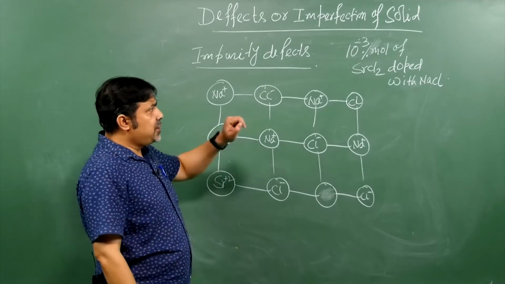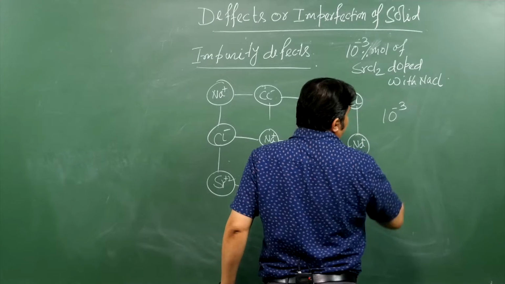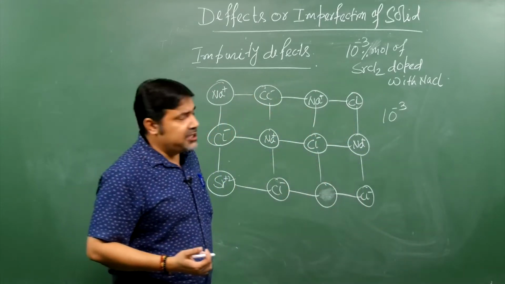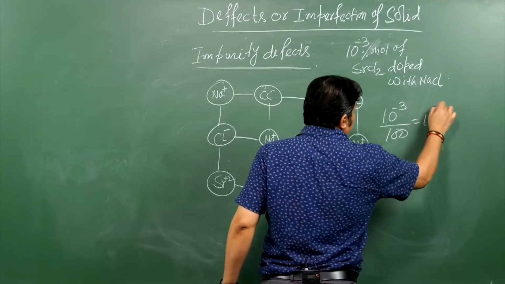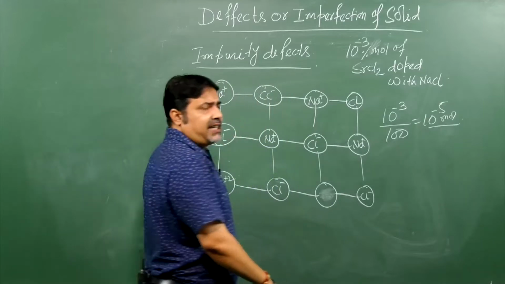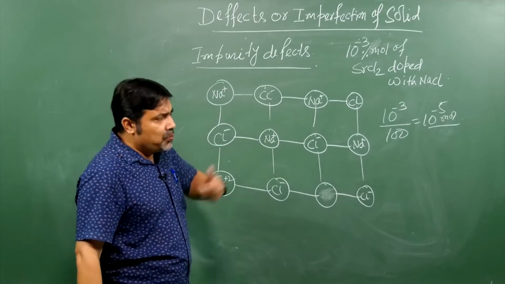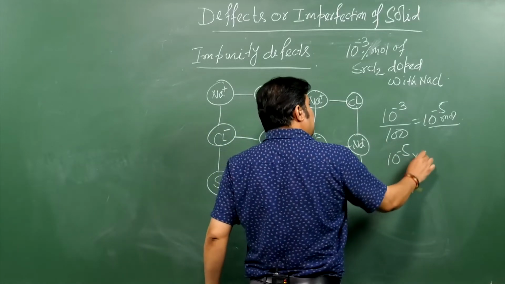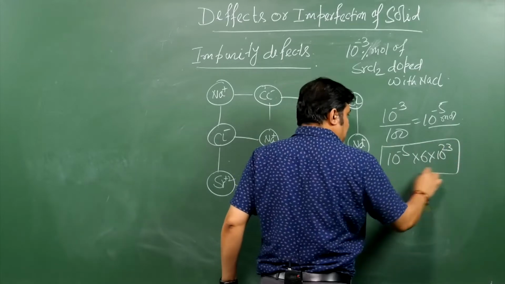So in that question, percent means what? Generally 10% means 10 by 100. So this many percent, divided by 100, is nothing but this many moles. You got my point? And this many moles will contain how many strontium? This into Avogadro number, 6 into 10 to the power 23. This many strontium will be there.